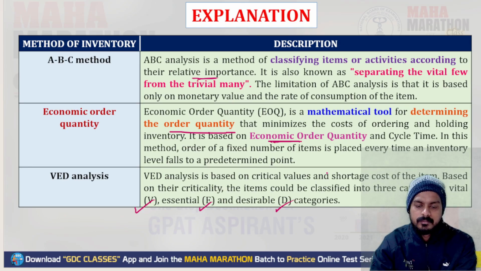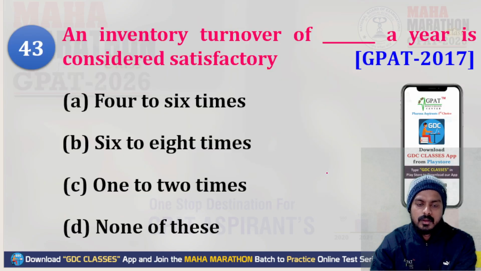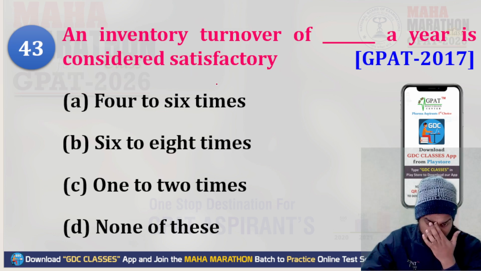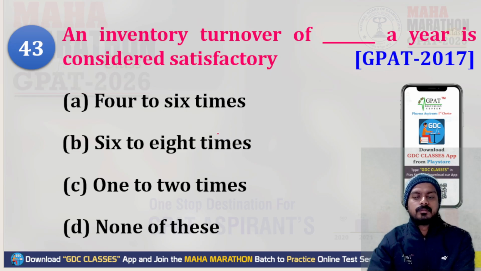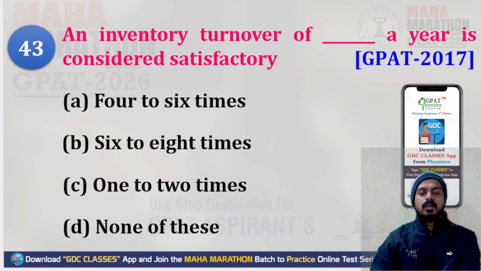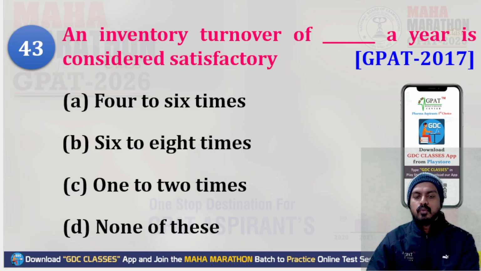Next question. An inventory turnover of a year is considered satisfactory at: 4 to 6 times, 6 to 8 times, 1 to 2 times, or none of the above. In a year, how many times should your inventory turn over to be considered satisfactory? Answer this question, because this type of question will be asked in your exam.